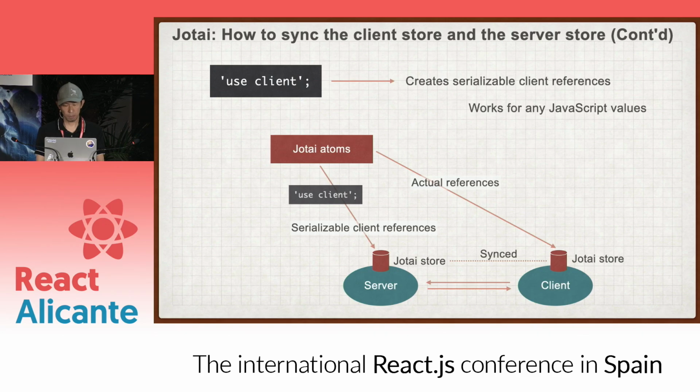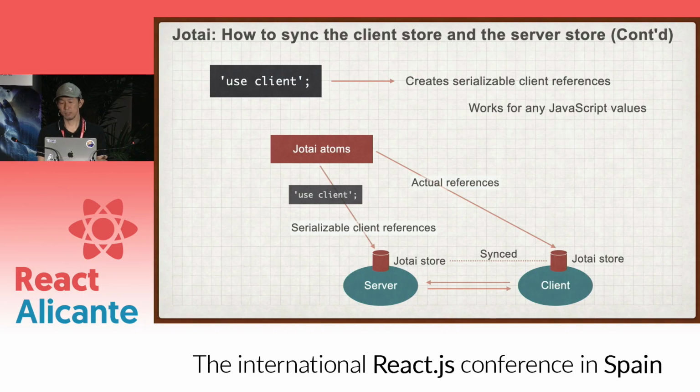Here's how it works. If we export atoms with the use client directive, we can import them on the server. Then we get a serializable client reference for the atom. We map this reference back to the actual atom on the client. This mapping is the key. This lets us sync the atom value between the server and the client. There are still challenges, but the point today is that with serializable client references, we can sync the client store and the server store.